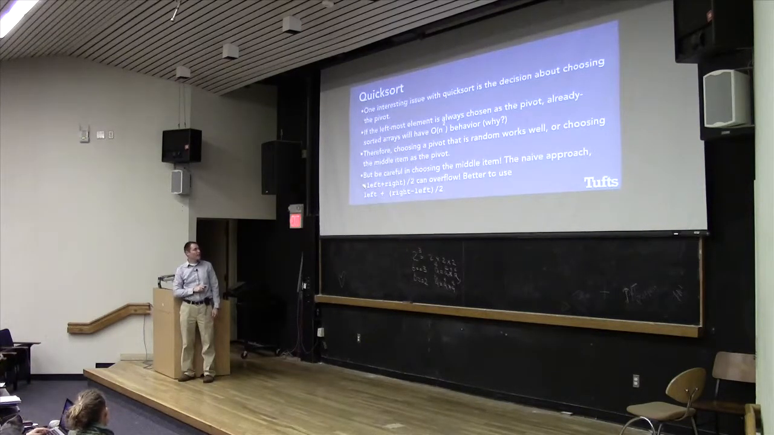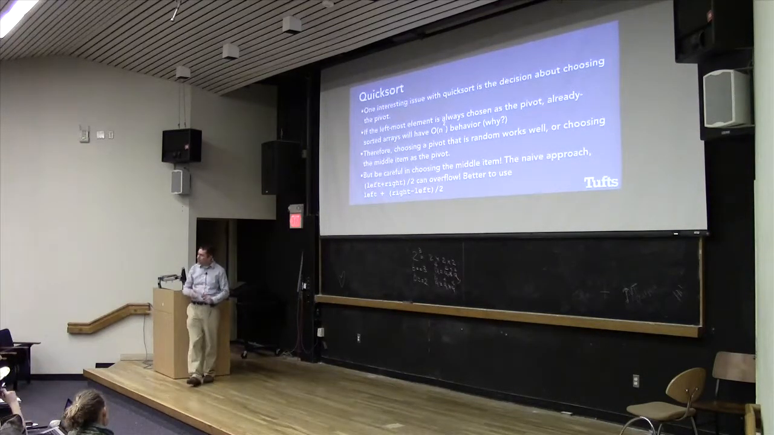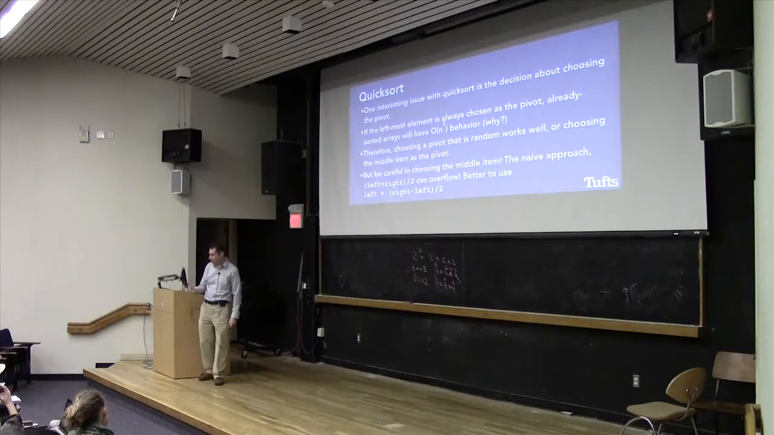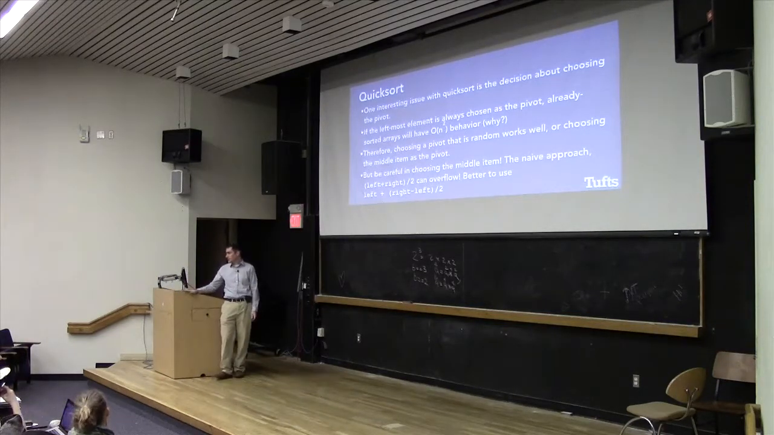You can't quite pick the middle by saying the left plus the right divided by 2. Sometimes that will overflow. Not the end of the world, but sometimes that happens. So it's better to do left plus right minus left divided by 2, which is just another way of saying the middle value. OK? All right, so that's the problem with that.